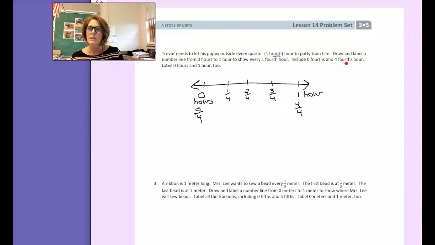Include 0/4 and 4/4 hour. I did that. And label 0 hours and 1 hour too. And I did that. 0 hours, 1 hour. So I did everything the problem asked me to do. It's always a good idea to go back and check what you need to do in the problem. So you guys are going to be moving on to do some homework problems, and we'll be doing some of the problem solving together in one of our live sessions.